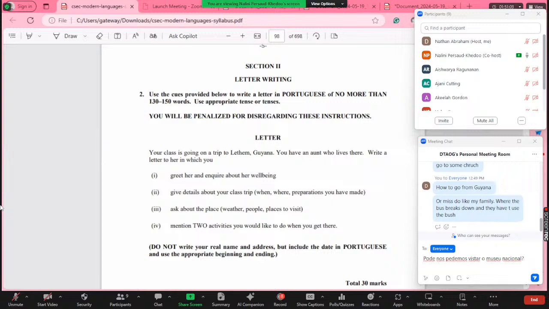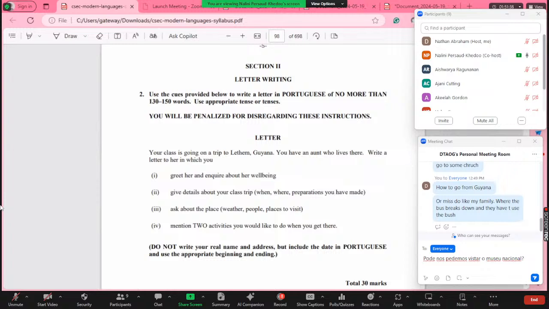So I just want to go through this with you. Again, the content of the letter I don't know what it will be, but at least there are some things that are going to repeat themselves that you need to prepare for. Section 2 is the letter writing. The instructions as you see on screen right now are what you're going to see on your paper tomorrow. Use the cues provided below to write a letter in Portuguese of no more than 130 to 150 words. Use appropriate tense or tenses. You will be penalized for disregarding these instructions.